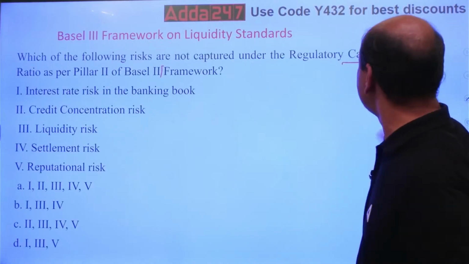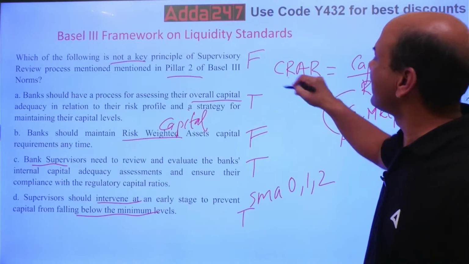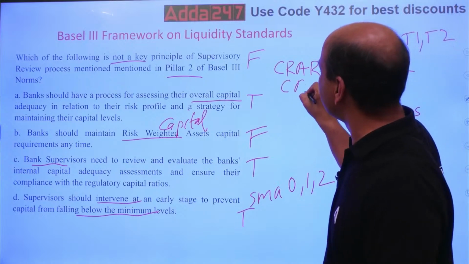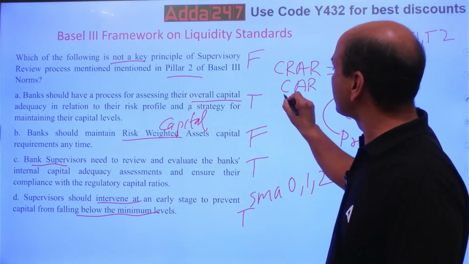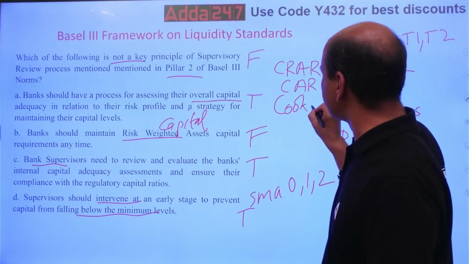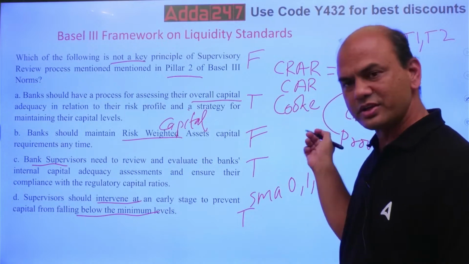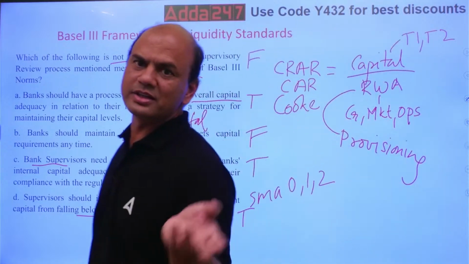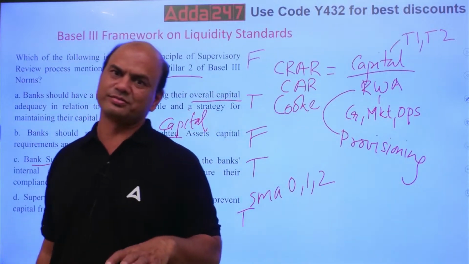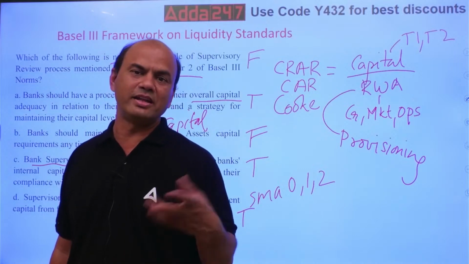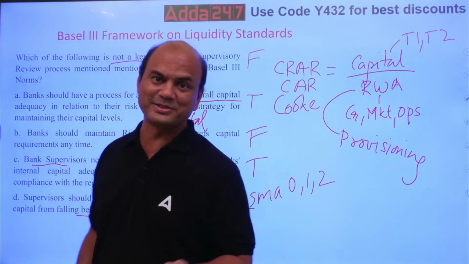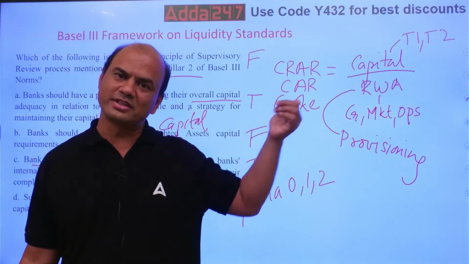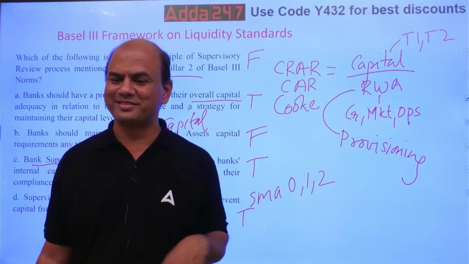So kindly note, this CRAR has 2-3 names. CRAR or CAR, capital adequacy ratio, or Cook's ratio. Cook was a person based on whom this ratio is found. So same, you call it CRAR, you call it CAR, you call it Cook's ratio. Call me by any name, rose always smells the same, Shakespeare. So call me by any name, ratio is same, capital and RWA. Okay?